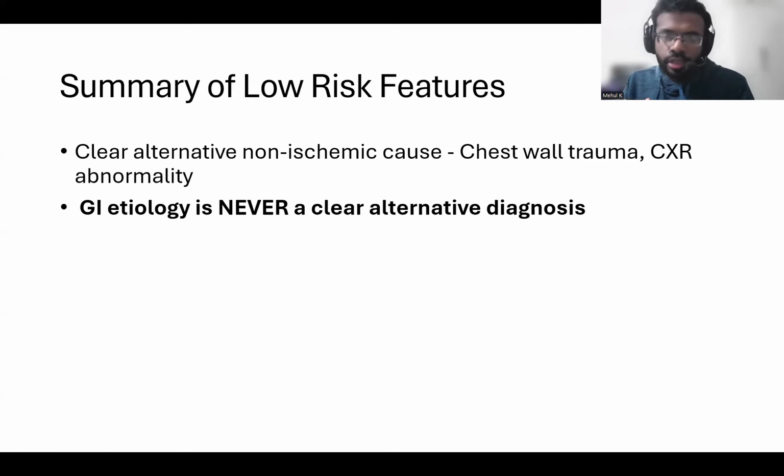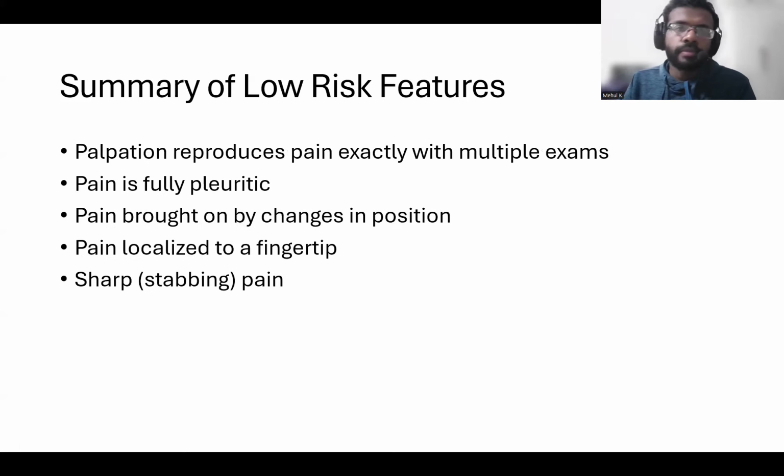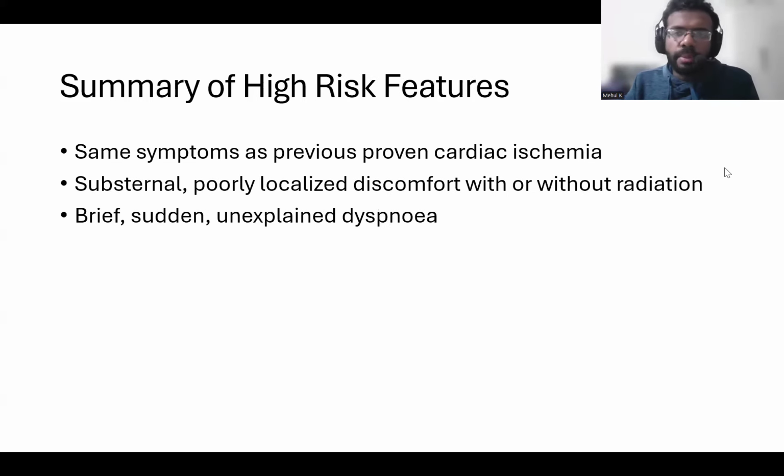But GI etiology is never a clear alternative diagnosis. GERD is always a diagnosis of exclusion in the emergency department. Always remember this. Other low risk factors are obviously pain reproduced by palpation, fully pleuritic chest pain, and positional chest pain. Pain that can be localized to a single fingertip is probably unlikely to be MI. MI pain is generally more diffuse. You cannot usually point to one particular point in the chest and say that is where my pain is. And stabbing type of pain.